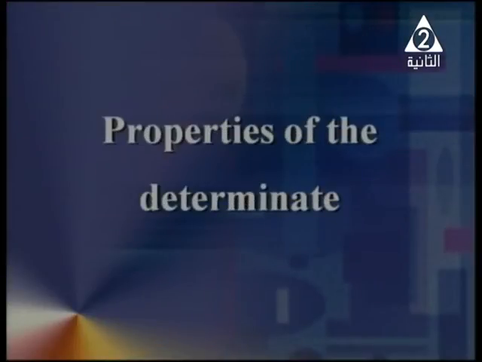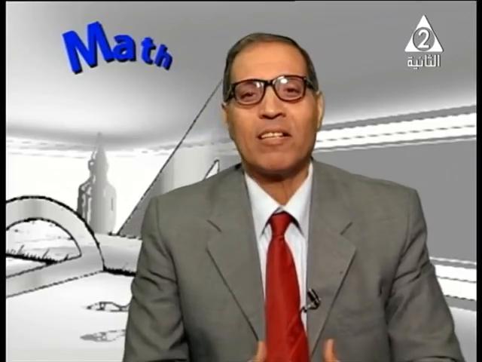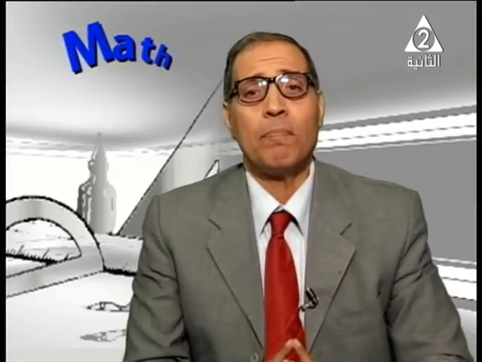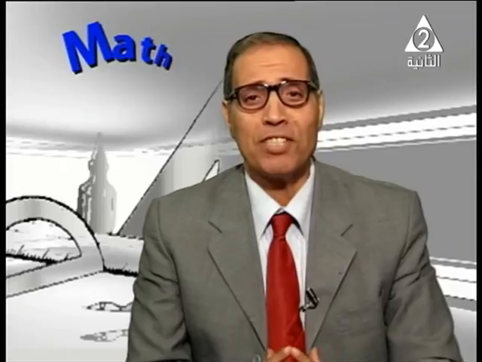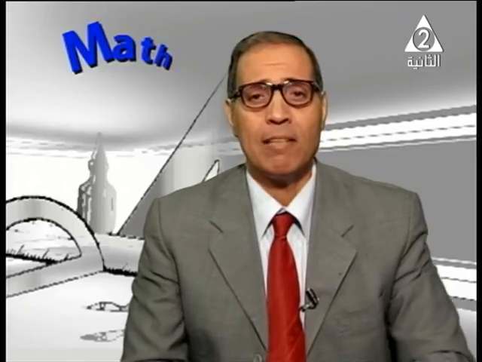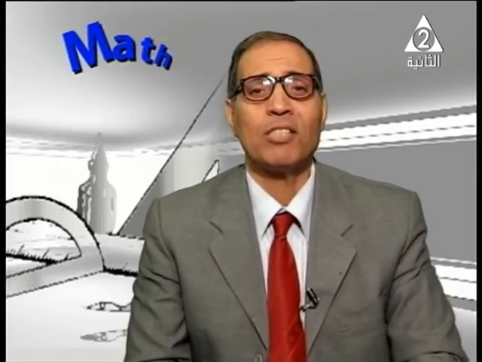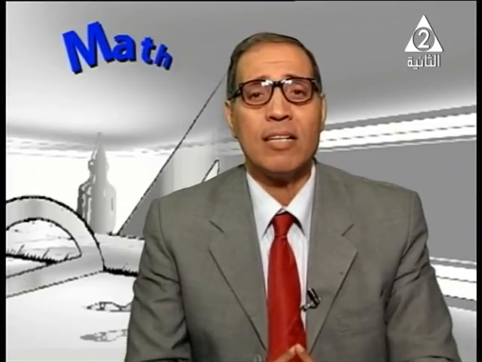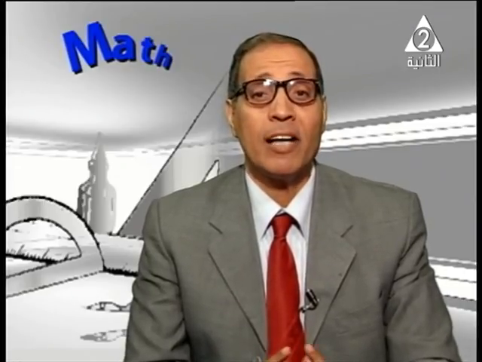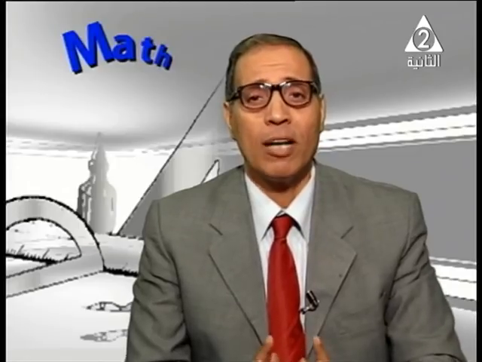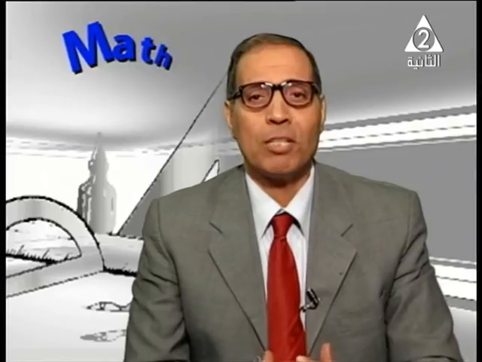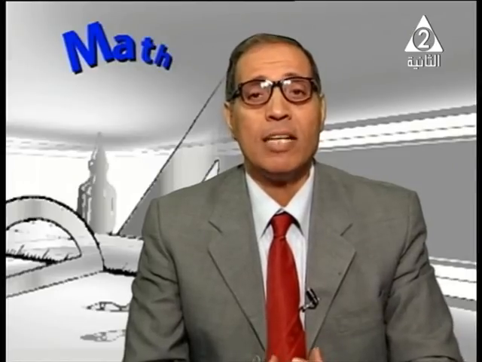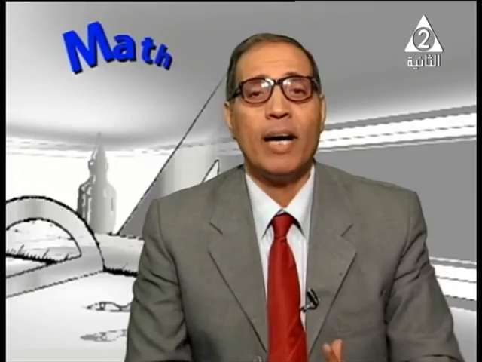Now we translate to the properties of determinants. Dear student, in determinants this is a very important lesson. We have three types of determinant. A determinant consisting of one element is called a determinant of the first degree. Second degree is a square determinant, which has 2 rows and 2 columns. But in most problems we use a determinant of the third degree. Third degree has 3 rows and 3 columns.